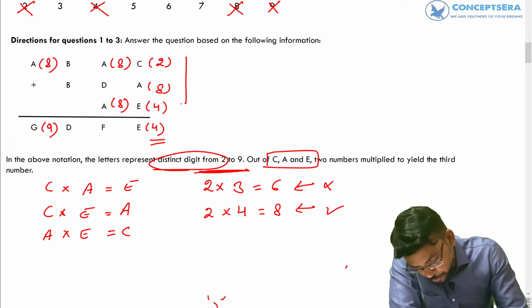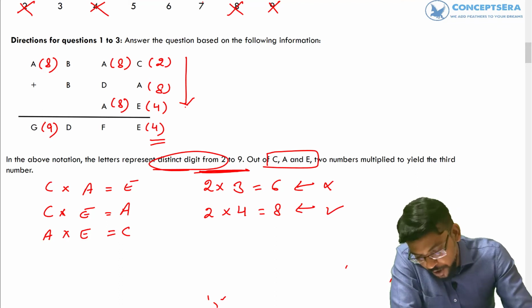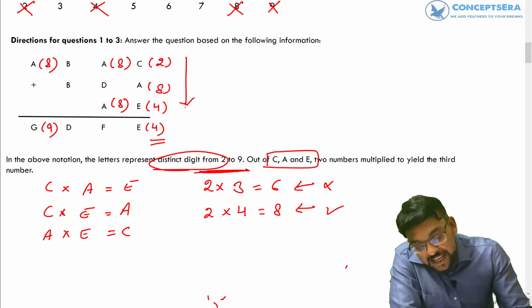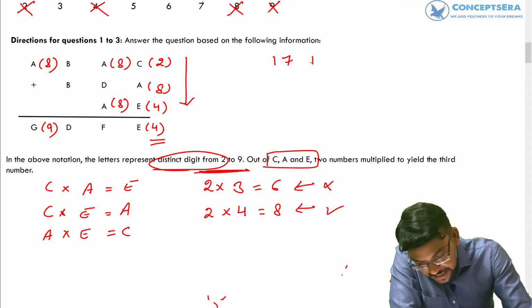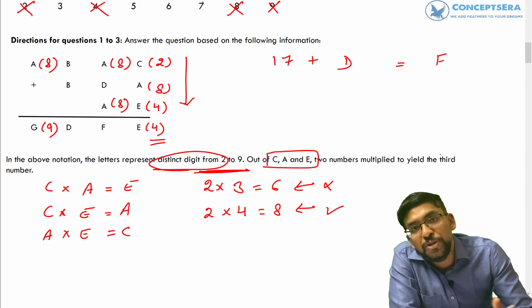Now look at 2 plus 8 plus 4 is 14. So 4 is here and 1 is carry over. 1 plus 8 plus 8, which is 17, plus D is equal to F in terms of unit place. And D should be one of the remaining digits.